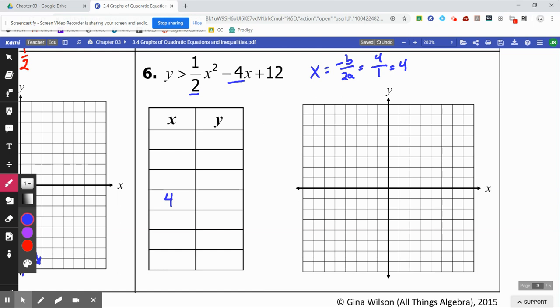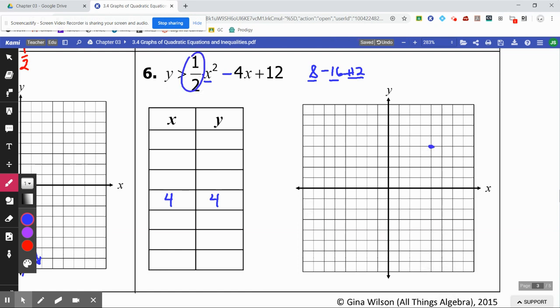As we plug that in, and again, since we have a fraction, I'll show you my steps as I plug this in. Make sure with 1/2 x squared that you square it first, and then you multiply by 1/2. Again, multiplying by 1/2 is the same thing as taking half of it. So square the 4 gives you 16. Half of 16 is 8. Minus 4 times 4 would be -16, and then a plus 12. You can do 8 and 12 first. That's 20 minus 16, which is 4. So your vertex is going to be located at 4, 4.